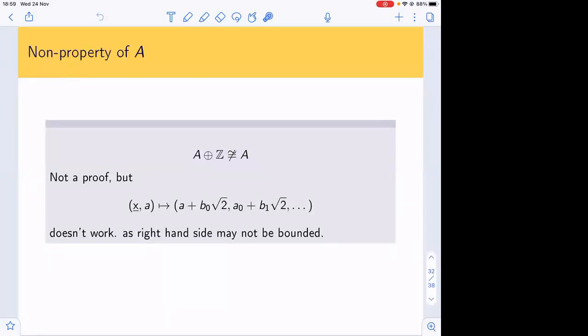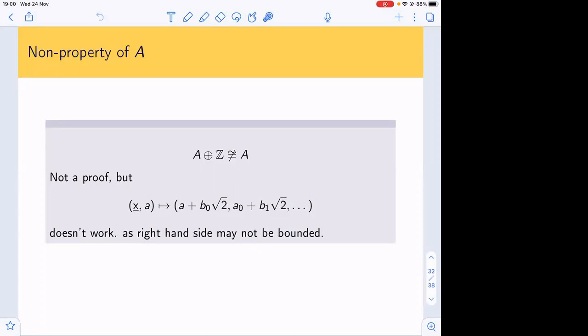Okay, here's a property that A doesn't have. This is kind of the main thing you need to prove. I'm not going to give the whole proof of it because I don't really have time in 45 minutes. But the proof is not so long. It's maybe 3 or 4 pages long. And that is that although, as we've just seen, it's fairly easy to see that A plus Z is isomorphic to A, A plus Z is not isomorphic to A.